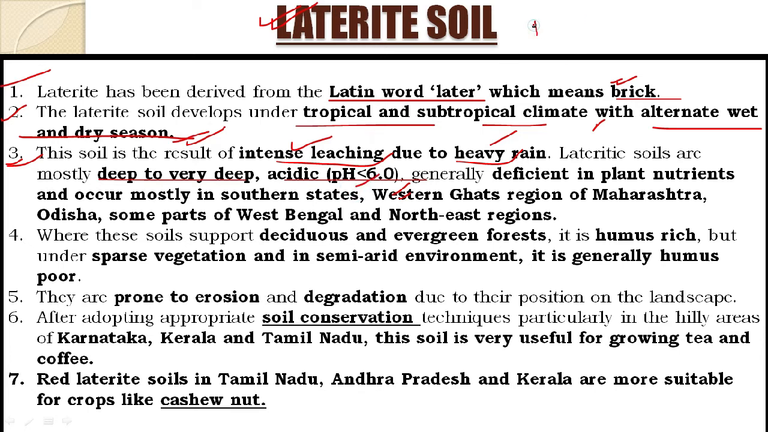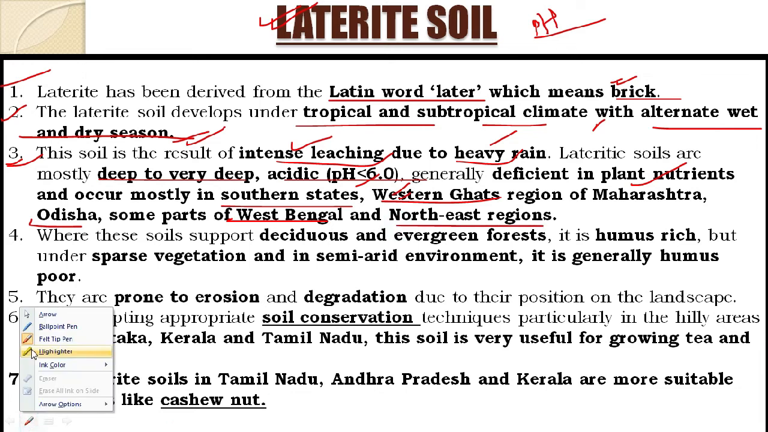Students, I hope you know about the term pH. It basically means potence of hydrogen, which means the potential of hydrogen. It actually determines the acidity or the amount of base in a substance. Clear? So if it is less than 6, the substance is considered to be acidic in nature. Now it is also deficient in plant nutrients and occurs mostly in southern states, Western Ghats region of Maharashtra, Odisha, some parts of West Bengal, and northeast regions.